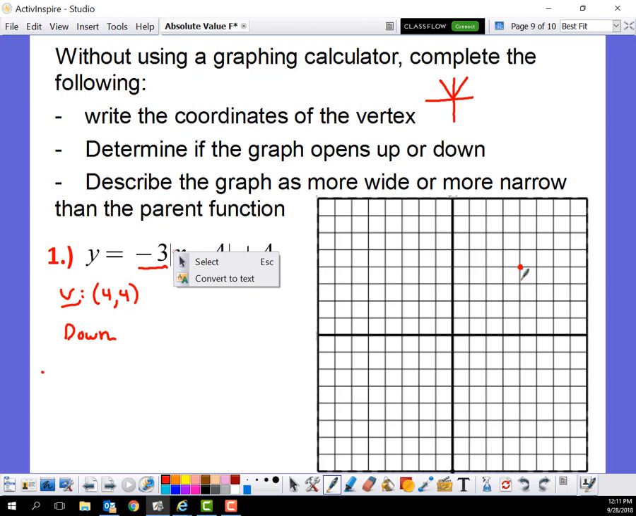So from this point, I go down 1, 2, 3 over 1 in each direction. Do it again. 1, 2, 3 over 1. And you can start to see that we're building this V. So there is your graph. Again, the slope of this side is negative 3 and the slope of this side is positive 3. The slope of those sides will always be the product of a times b.